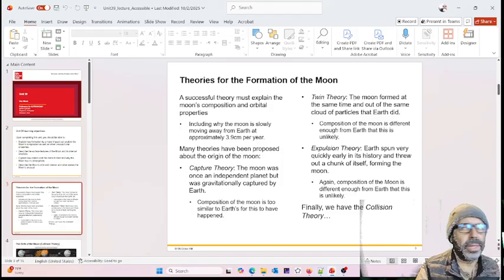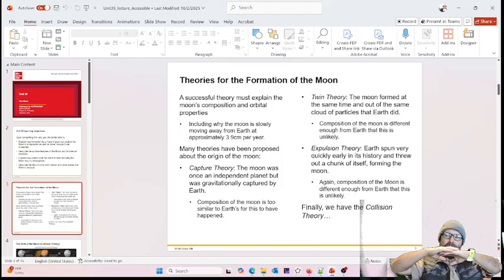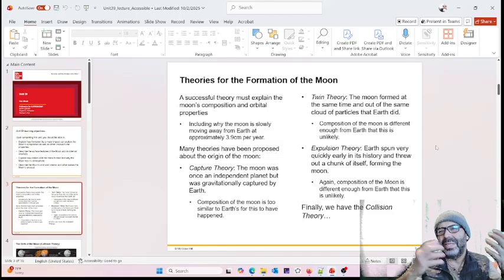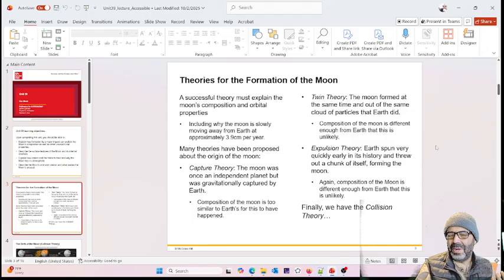So how about the twin theory, that they formed from the same cloud, the same material? Then they formed where they are right now, and it happened that the moon was close enough to the Earth to orbit it. Well, that also is not really an acceptable theory, because the moon has different material than the Earth does. So it must also at some point have been apart from the Earth. It was not made of the same materials in every single aspect.